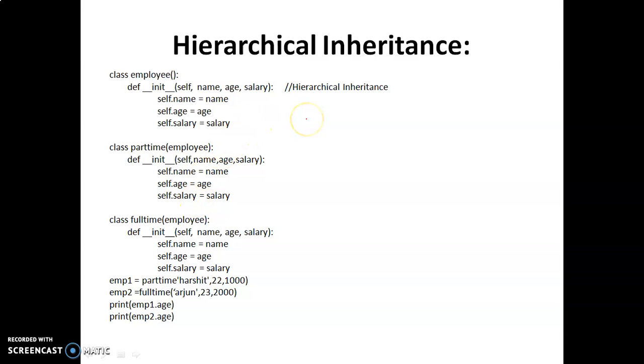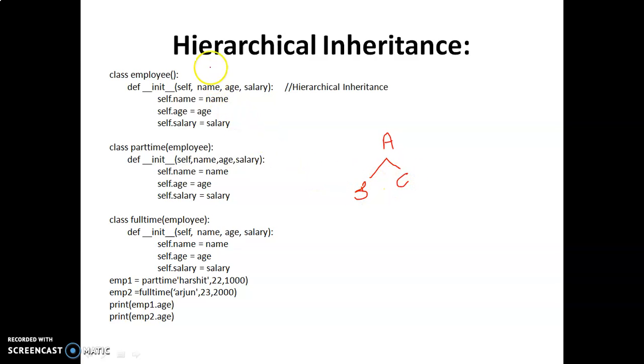In our previous class, we completed the example up to multi-level inheritance. We have seen examples for single-level inheritance and multi-level inheritance. Now we'll see hierarchical inheritance. In hierarchical inheritance, we have one base class with multiple child classes. Either we can have two child classes or three child classes.